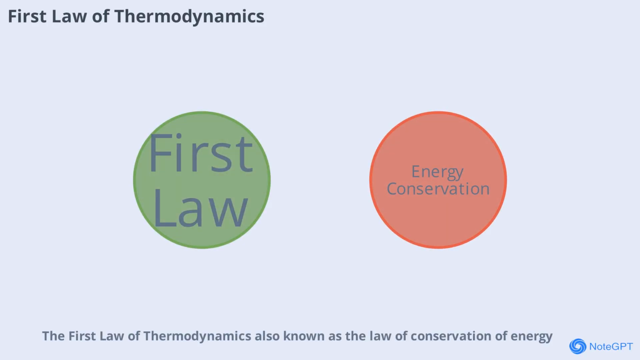The first law of thermodynamics, also known as the law of conservation of energy, states that energy cannot be created or destroyed, only transformed. In chemical reactions, this means the total energy of the system and surroundings remains constant. We'll discuss internal energy, heat, and work, and how to calculate changes in internal energy using the formula delta U equals Q plus W. This law is fundamental to understanding how energy is transferred during chemical processes.